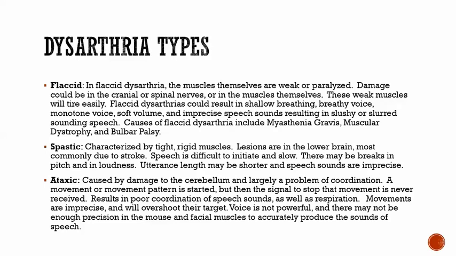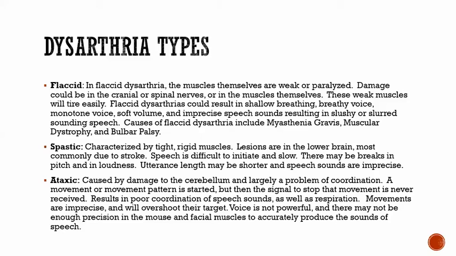Let's look at dysarthria types. The first type of dysarthria is flaccid. In flaccid dysarthria, the muscles themselves are weak or they're paralyzed. Damage can be in the cranial or in the spinal nerves, or it can be in the muscles themselves. Weak muscles will tire easily. In flaccid dysarthrias, they can result in shallow breathing, in a breathy voice or a monotone voice. They often result in soft volume because of the lack of breath support. And you'll have imprecise speech sounds that result in speech sounding slushy or slurred. Causes of flaccid dysarthria include myasthenia gravis, muscular dystrophy, and bulbar palsy.